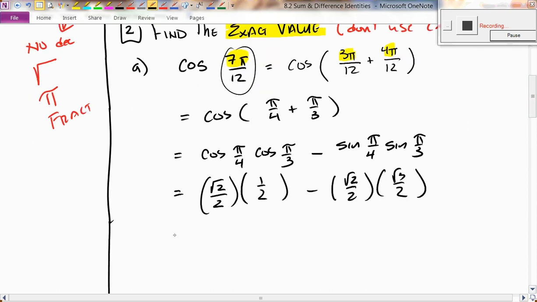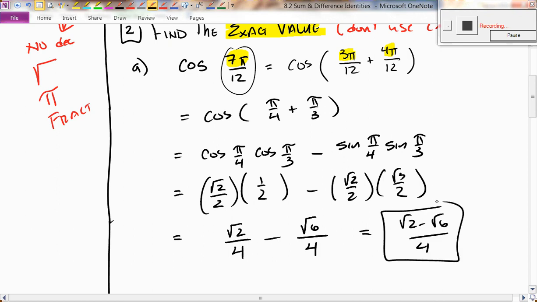Now all that's left to do is clean this up. What's rad 2 times 1? So this is rad 2 over 4. Very good. Don't say 2. Minus what's rad 2 times rad 3? Rad 6 over 4. So they have a common denominator. So this becomes rad 2 minus rad 6 over 4. And hey, there we go. There is the exact answer for the cosine of 7 pi over 12 that we figured out.